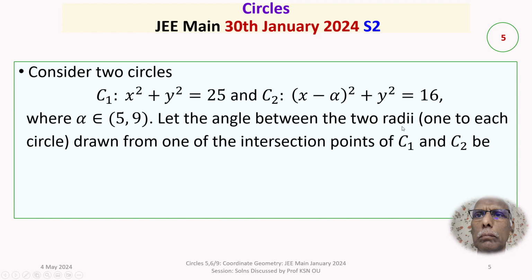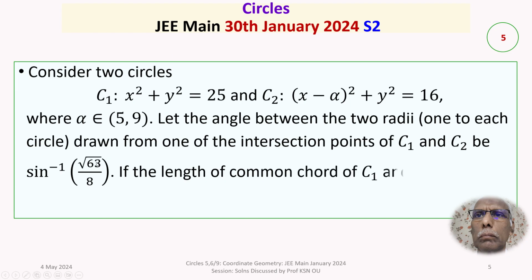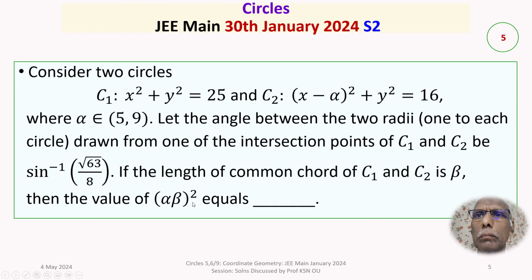So C1 and C2 are intersecting, and at one of the intersection points you take the radius of C1 and the radius of C2. The angle between these 2 radii is given to be sine inverse of the square root of 63 by 8. If the length of the common chord of C1 and C2 is beta, then the value of alpha beta whole square equals. It's a numeric value type question.